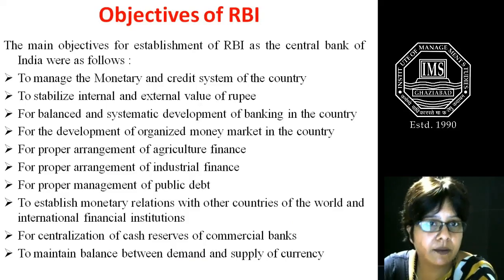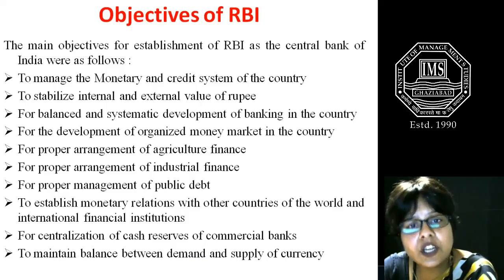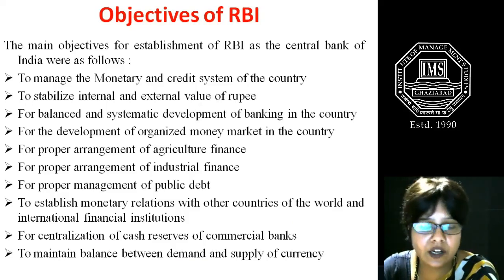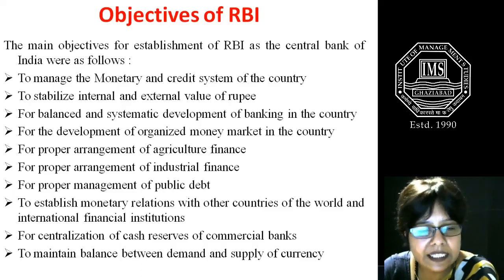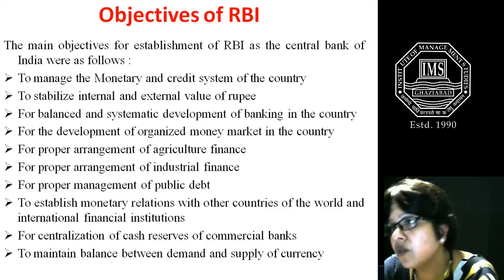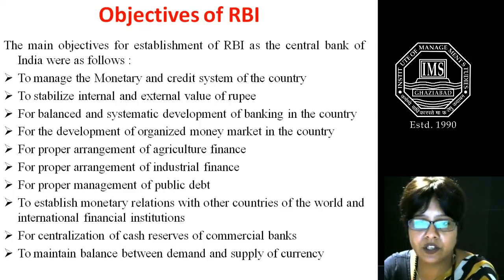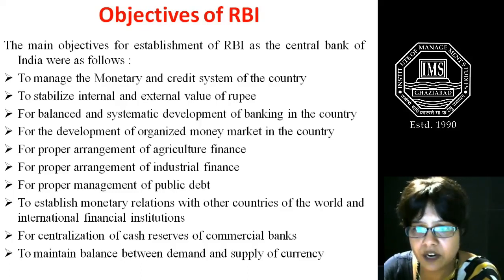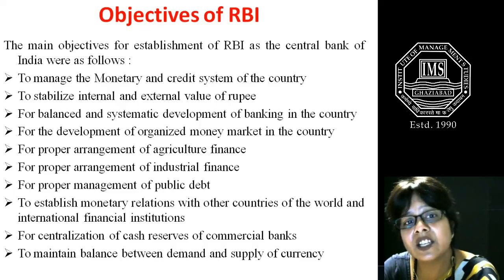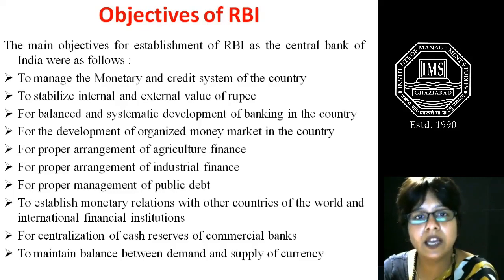The objectives of RBI. Why was RBI established? To manage the monetary and credit system of the country. We all know that the total money supply and flow of money in the country is maintained through the Reserve Bank of India only, through our banking system. And anything which is not in our banking system, which is not recorded in the transactions recorded by the organization, creates a shadow economy. So the monetary and credit system is regulated by RBI.